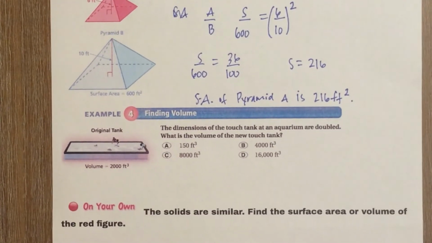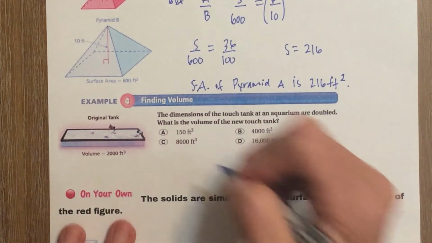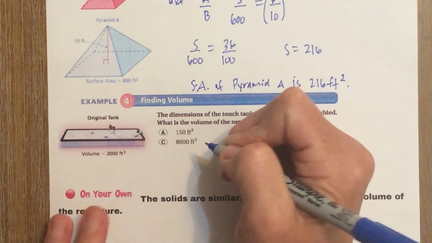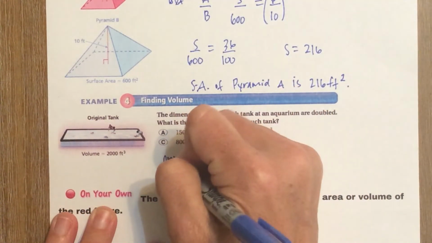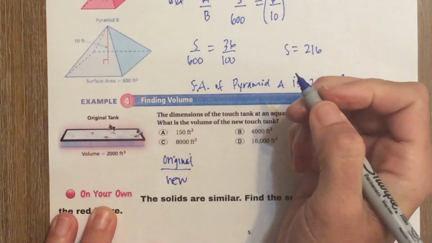All right, let's look at example 4. It's dealing with volume. So same setup, except we cube the dimensions now. It says the dimensions of the touch tank at the aquarium are doubled. What is the volume of the new touch tank? Okay, so the old touch tank is half the size of the new one. Okay, so we don't have A and B's or X and Z, so we have original over new for this one, you guys.